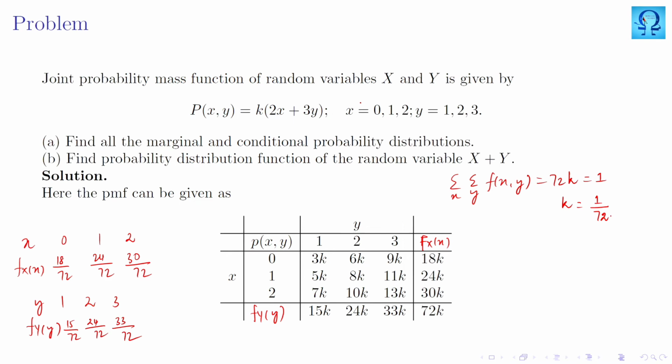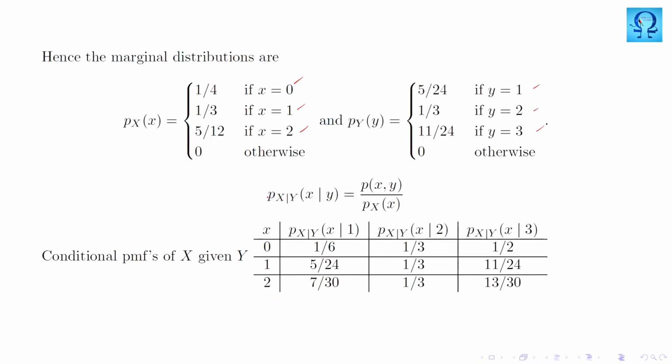Now that we are asked to find out the conditional probability distributions, so P of X given Y. They have simply said conditional, which means we need to find the probability of X given Y as well as the probability of Y given X. Both things we are going to calculate. For which, what do we need? We need the joint PMF and the marginal PMF. We know these values.